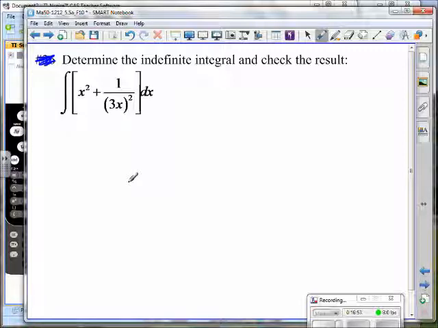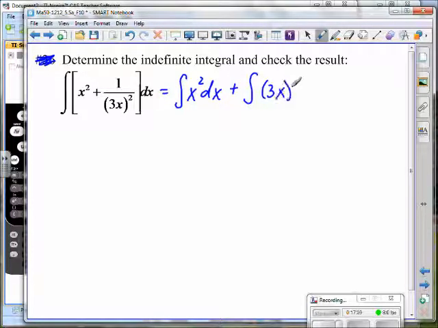Nothing has been said about taking the integral of a sum and applying the same rules to it. But did you remember that theorem that says that if you have the integral of a sum, it's the same thing as the sum of the integrals? So let's break this apart. And while I'm doing that, I'm going to make this 3x to the negative 2.